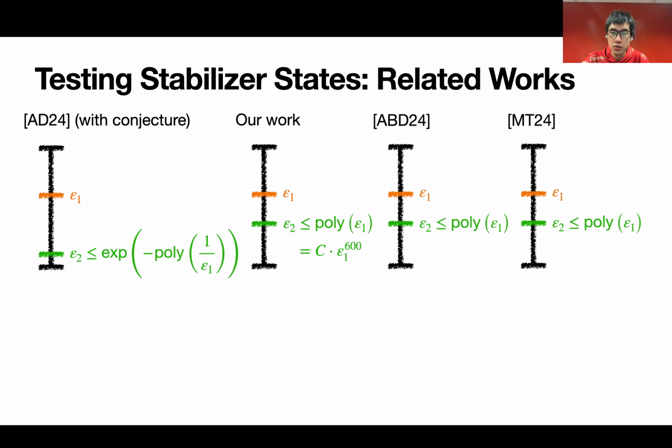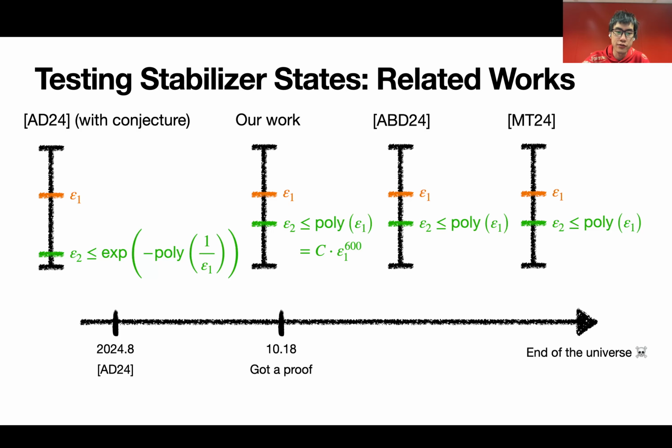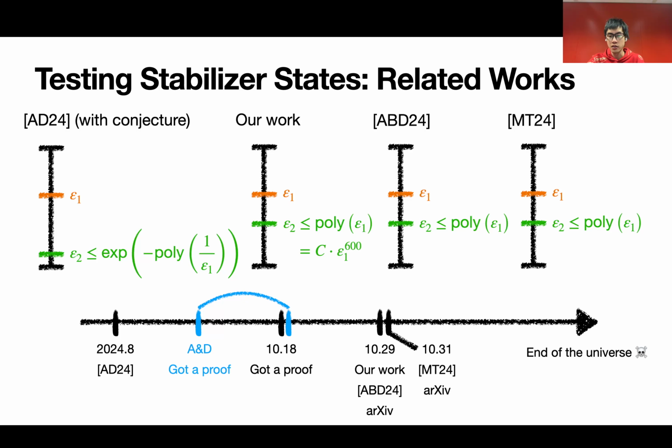After our work, there are two follow-up works. They also have similar results. So here's the timeline for these three works. First, in August, Srinivasan and Arunachalam posted a paper, and in October we had the proof for our work. We communicated with them a little bit, and they found that they actually already had the proof several months ago. A few days later, we posted our work on arXiv, but exactly two days later, Said and Mehrdad also posted another proof for this question. So actually we have three slightly different proofs for this question.